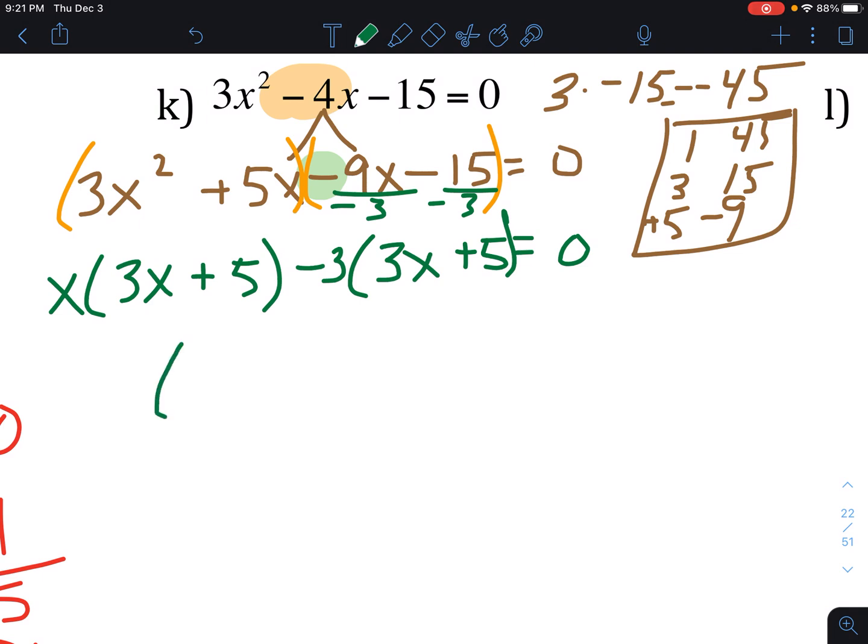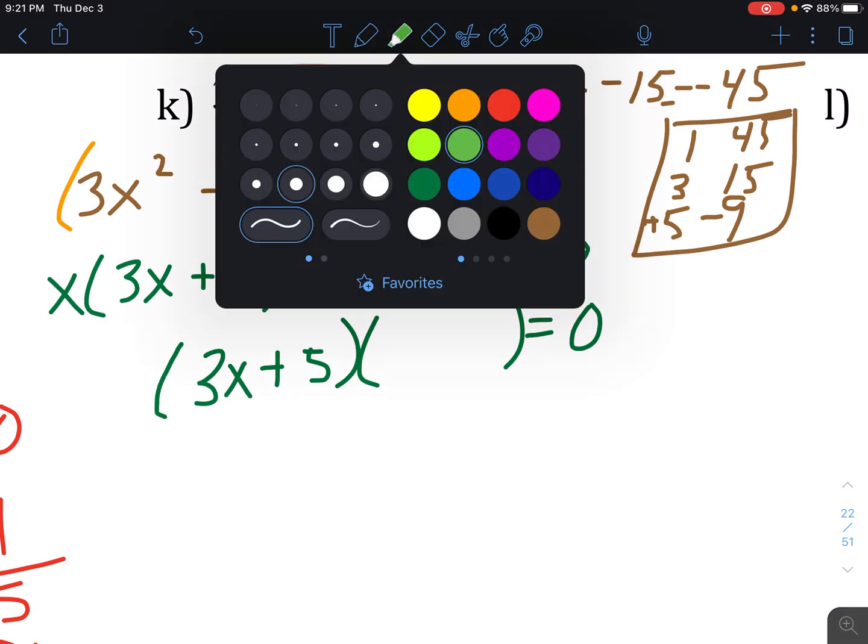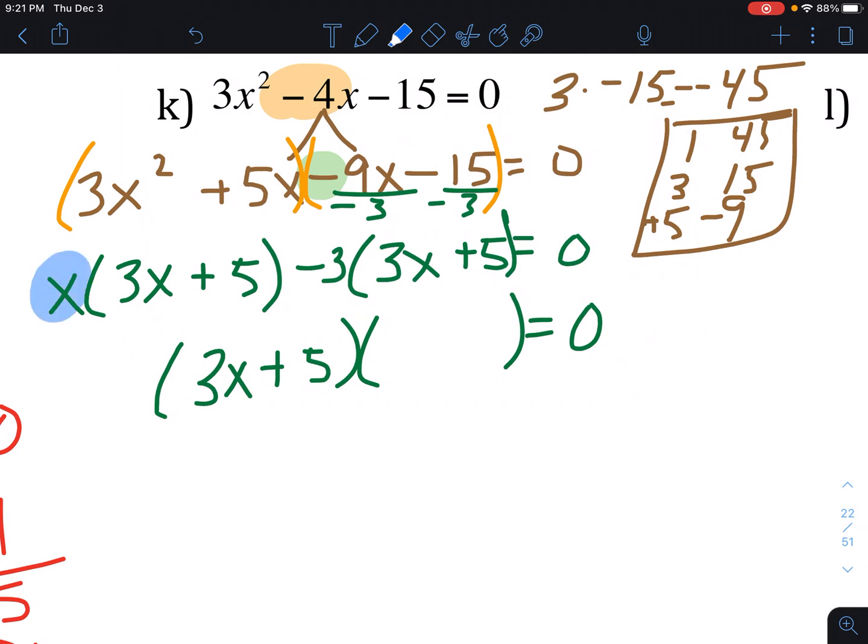So now I am going to write my new binomials, my factors here. In my one set of parentheses, I have 3x plus 5. And remember what goes in the other one, it's your two GCFs.